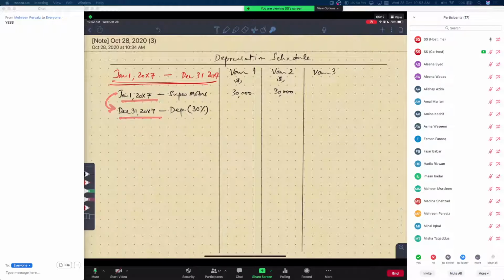So all we have to do now is calculate 30% of van 1 and van 2, which comes out to be $9,000, right? These negative values that we are putting over here represent our depreciation charges, and then we will be left with $21,000 of net book value for each van. So do we understand the calculations for the first year? Give me a green check if we do.